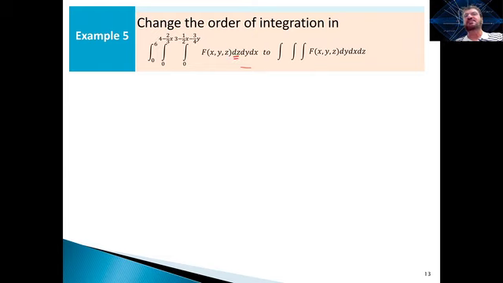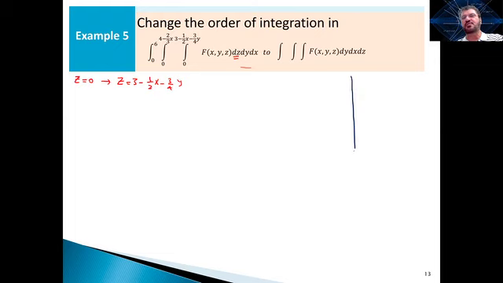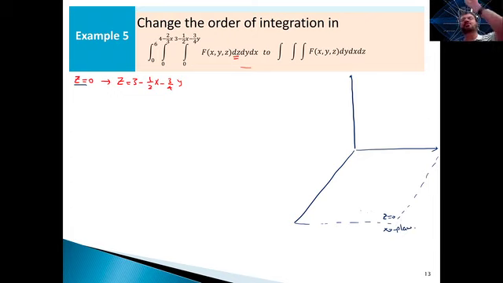This is dz, guys. From where? From z equals 0 up to z equals 3 minus half x minus 3/4 y. Then I know now my base is in the xy plane and the height is on the z-axis. Where is z equal to 0? Z equal to 0 is the xy plane. So I am going to start from z equal to 0 and go somewhere up.